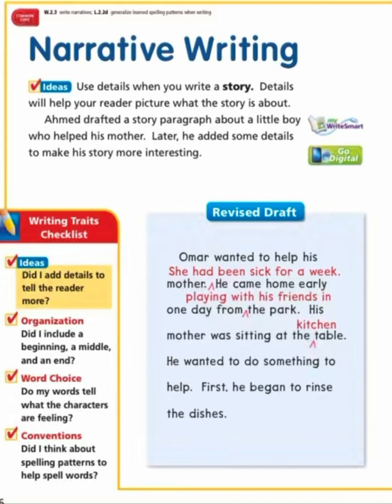Writing traits checklist. Ideas: Did I add details to tell the reader more? Organization: Did I include a beginning, a middle, and an end? Word choice: Do my words tell what the characters are feeling? Conventions: Did I think about spelling patterns to help spell words?